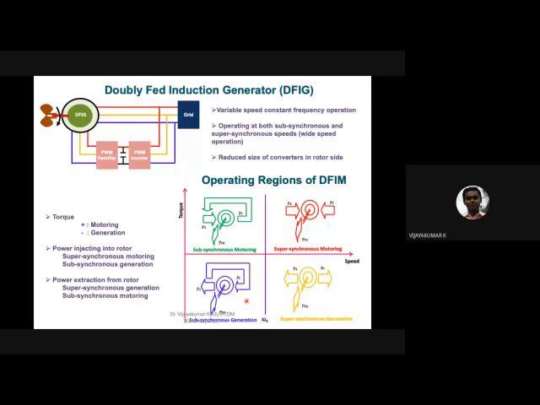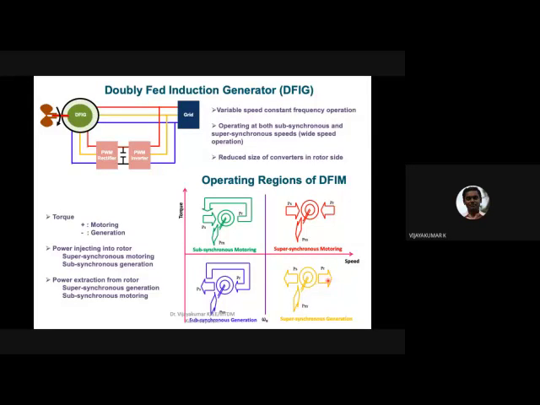In a squirrel cage machine, we know that during supersynchronous speed it will act as a generator, right? If you want to overcome that, consider subsynchronous speed. Below synchronous speed it always acts as a motor. But if you want to make it a generator during subsynchronous speed, then you have to inject power into the rotor. That's very important. During supersynchronous speed is normal generation, where we are extracting the power from the rotor, right?